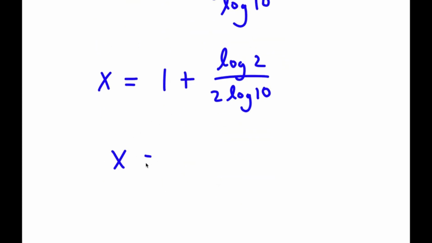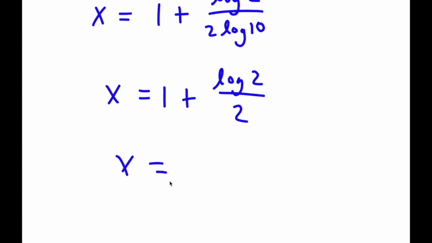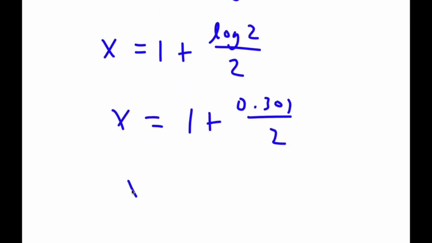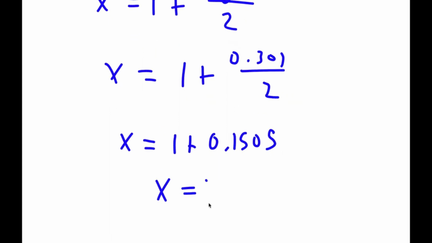So now I have x is equal to 1 plus log 2 over 2 times 1, which is 2. And log 2, this is equal to 0.301, so I have 0.301 over 2. And this is equal to 1 plus 0.1505, which is 1.1505.